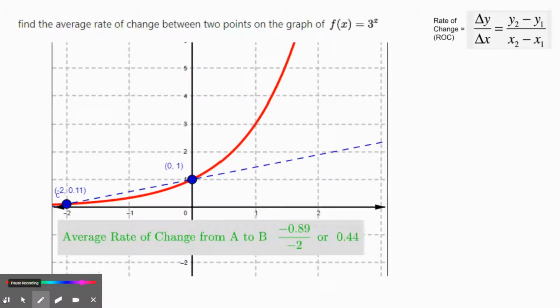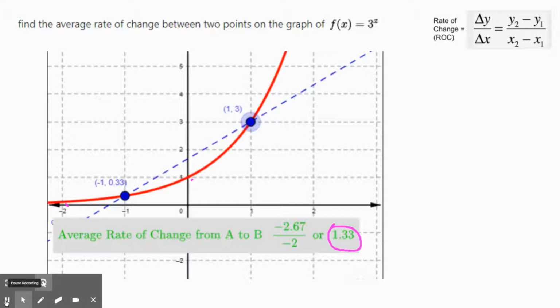It's a different story when you're trying to find average rate of change for an exponential function. This is going to be the difficult part. It's going to depend on which 2 points you choose. As you can see, there are 2 points on this graph that give a rate of change of 0.44.